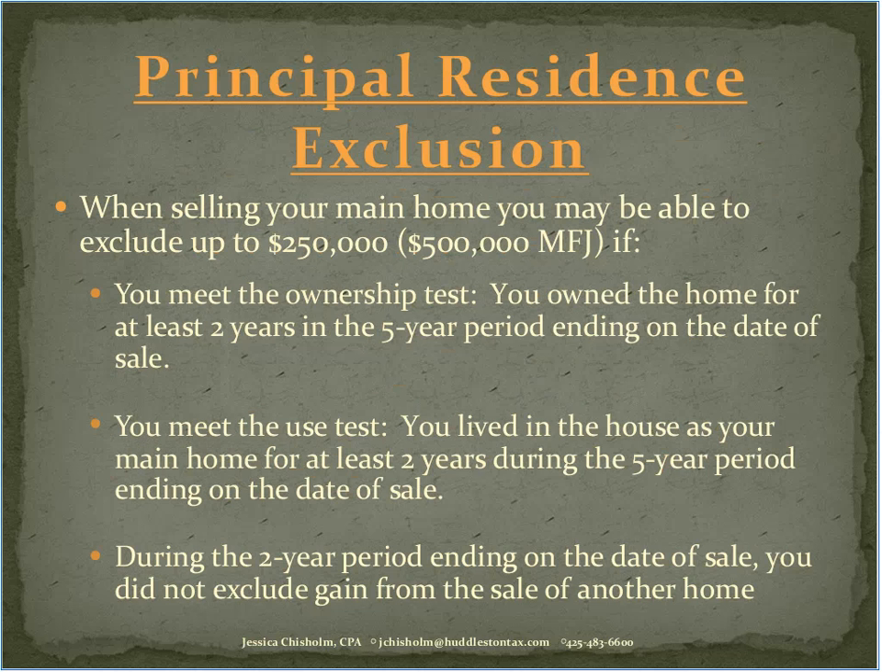So another thing to know about when you own your own home is the principal residence exclusion when you go to sell your home. So when you're selling your main home, you may be able to exclude up to $250,000, or $500,000 if you're married filing jointly, of the sale of your home if you meet the ownership test and you meet the use test. So the ownership test, you must have owned the home for at least 2 years in the 5-year period ending on the date of the sale.